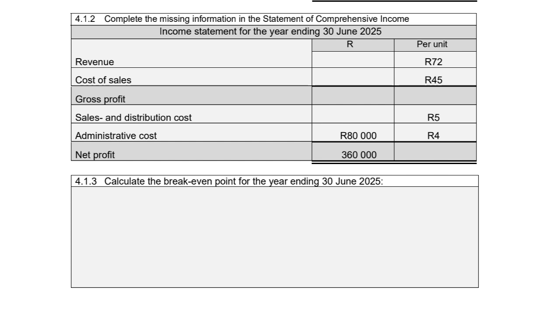4.1.2, complete the missing information in the statement of comprehensive income. So if we go to the per unit column, our revenue is 72 Rand minus our cost of sales of 45 Rand per unit will give you 27 Rand per unit. Our sales and distribution cost is 5 Rand, our administrative cost is 8 Rand, so our net profit will then be 18 Rand per unit. 27 minus 9 is 18 Rand.